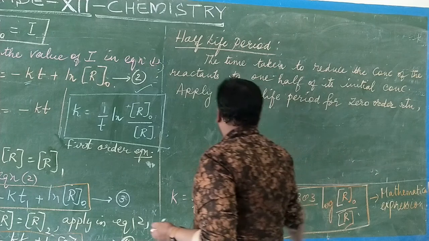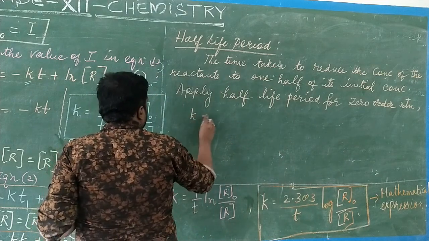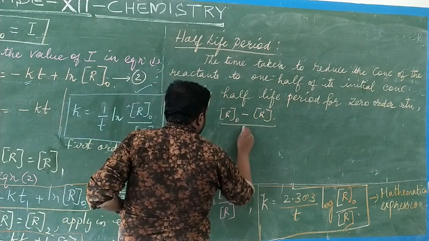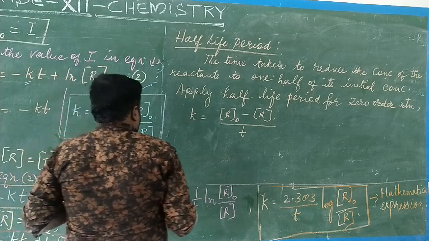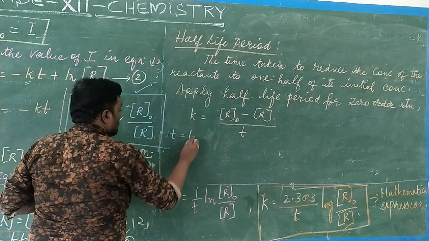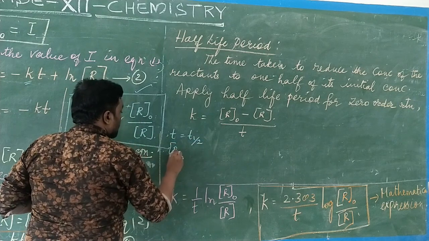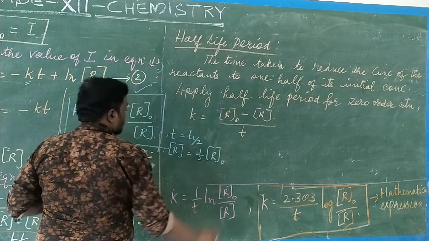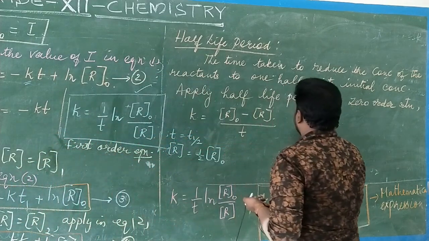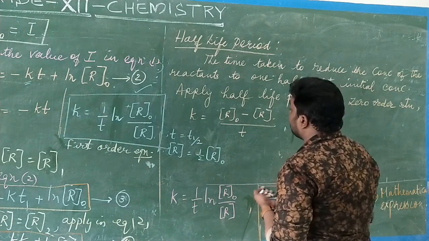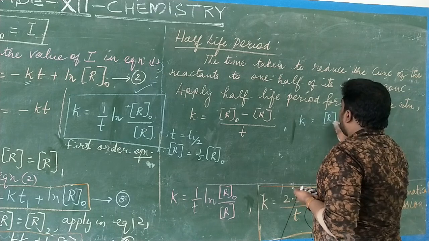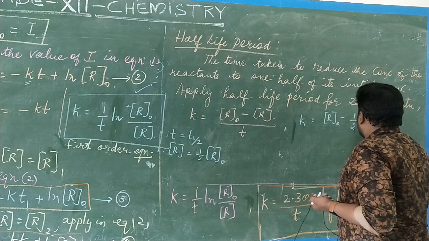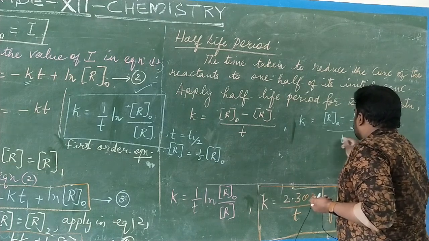Zero order reaction க்கு நம்ம expression போட்டிருந்தோம். என்ன போட்டிருந்தோம்? K is equal to concentration of R0 minus concentration of R divided by T. இப்போ half-life period. அப்போ T is equal to T half. Concentration of R becomes 1 by 2 into concentration of R0. Now apply these values here. What will you get? K is equal to concentration of R0 minus 1 by 2 into concentration of R0, the whole divided by T half.